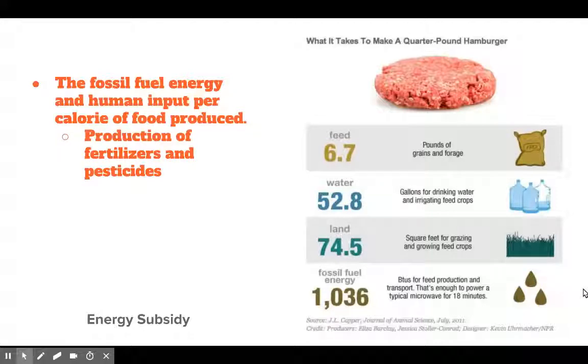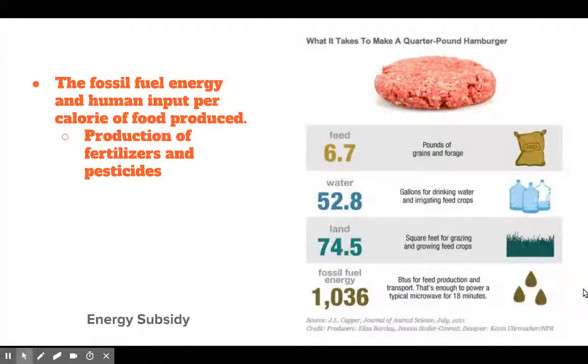So for example, if you look at a quarter-pound hamburger and all the resources, starting at the bottom, you have all the fossil fuel. Again, that involves transportation, growing the feed for the cows, and the land needed for the cows to graze, how much water is involved, and even the foraging of grain as well if they're not grazing animals.